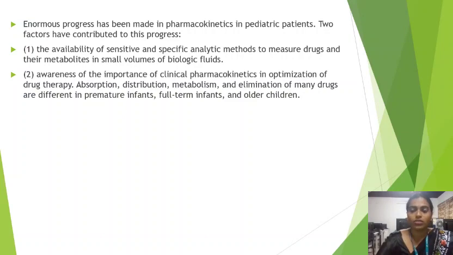So we can find out what the two enormous advances are that have been made especially in the pediatric field. First one is the availability of sensitive and specific analytic methods to measure drugs and their metabolites in small volumes of biological fluid. That is the first enormous progress that we have made so far. That means we can specify the availability of the drugs through analytical methods, and this is very good for optimizing the drug dosage form in the pediatric population.